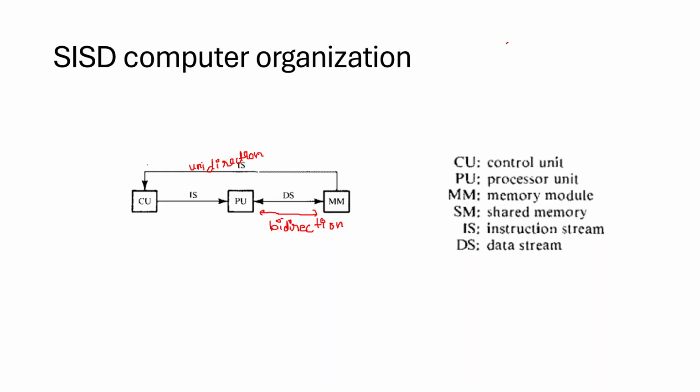Now we see the first type, SISD, single instruction, single data. Only one instruction will be executed at a time, and that one instruction operates on only one data set. So we need only one control unit to decode that instruction, one processor unit and one memory module. That is enough to execute the SISD format.